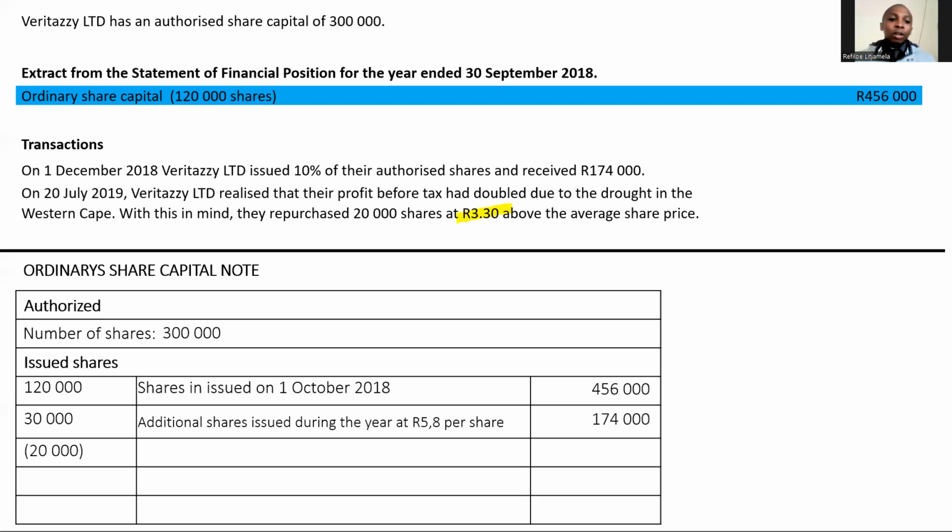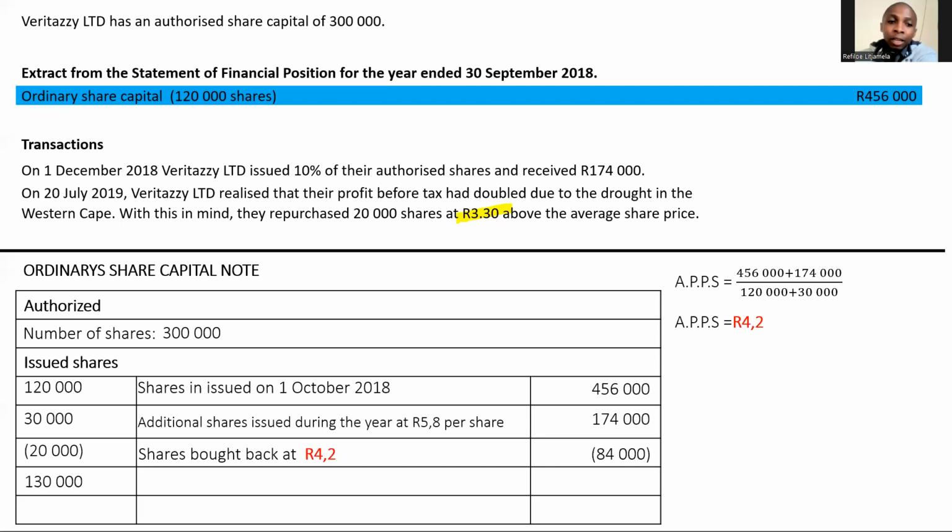So for us to calculate the issue price, we first had to calculate the average price. So these 20,000 shares, because they were bought back, we had to minus them, and they will be bought back at original price. And original price will be the average price per share, which is the share capital before the buyback divided by the number of shares issued before the buyback. And that will simply give us an average price per share of 4 rand 20 cents. So that will be the buyback amount that we put in our ordinary share capital. We consider that to be the original cost price of the shares, which will give us 84,000.